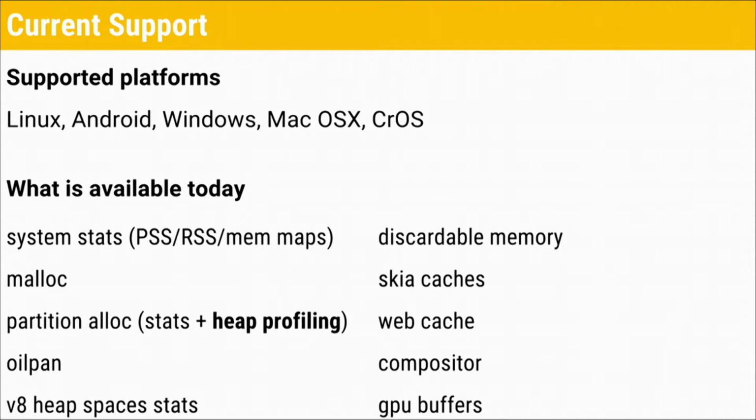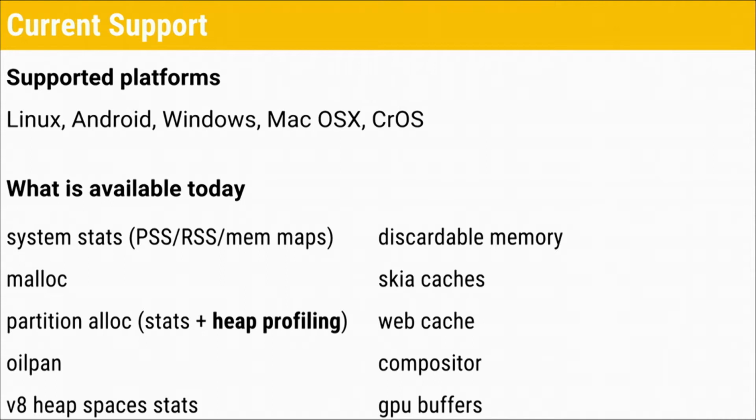What do we have today, which essentially means what did we instrument so far? We have general statistics coming from the system, statistics from malloc, statistics from partition malloc. We have a lot of details about partition malloc. We are going to see them later. Statistics about Oilpan, isolates and heaps, isolate heaps of V8, discardable memory, Skia caches, web cache, compositor, GPU buffer.